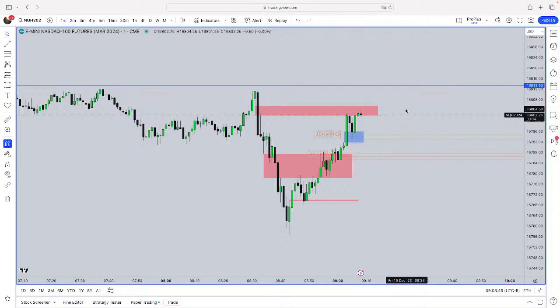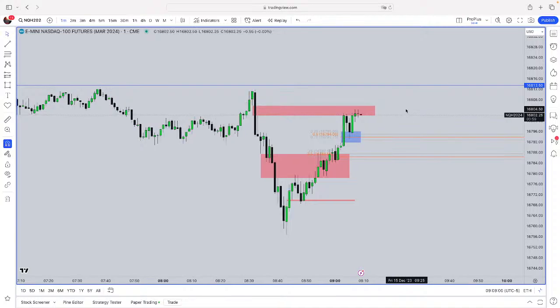Yeah, I mean propulsion blocks, it's quite a strong indicator once you get the hang of it. So it is very clever. It's saved me a lot of times when I've seen it close below the propulsion block. I've closed my trade, and then it does pull back up, and I'm like, oh, why did I close the trade? But then it does end up reversing. So I'm like, okay.